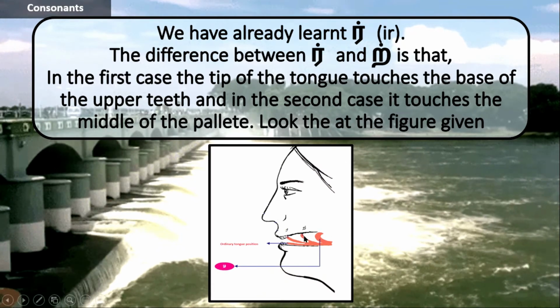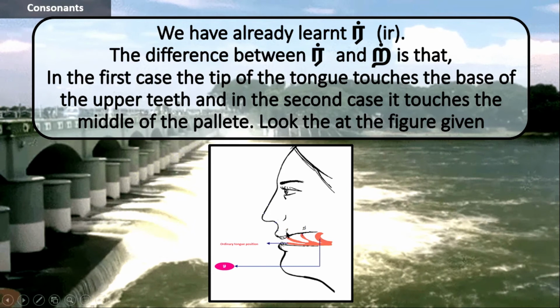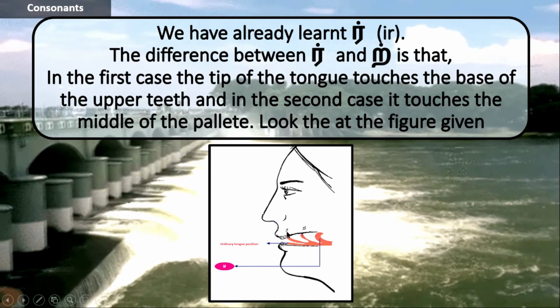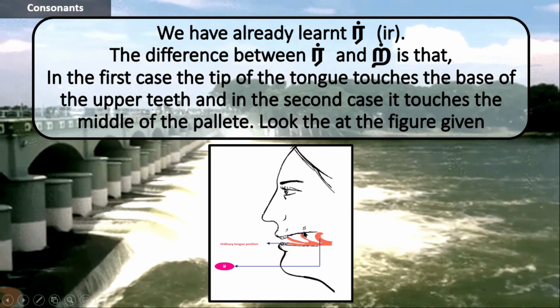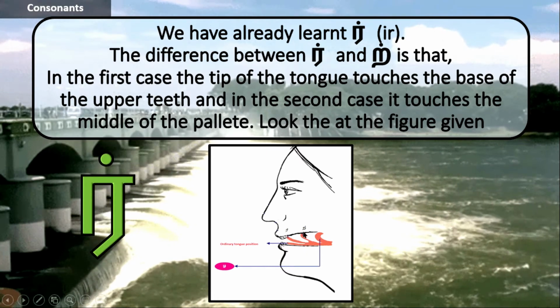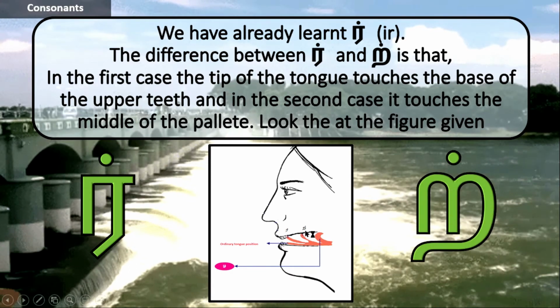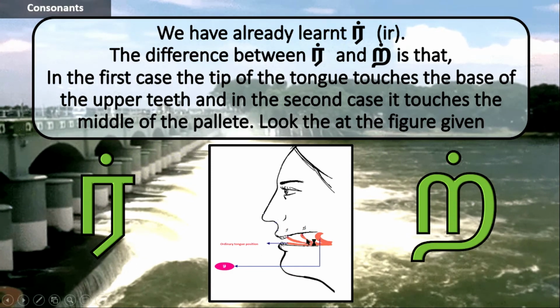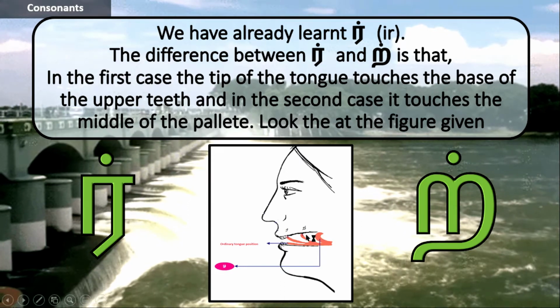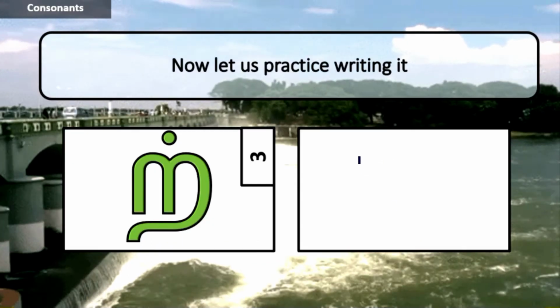Now look at the figure given below. The tip of the tongue touches the base of the upper teeth. It produces a sound ir. Then the tip of the tongue touches the middle of the upper palate. It produces a sound ir. Ir and ir.